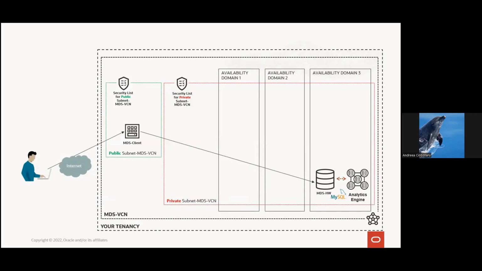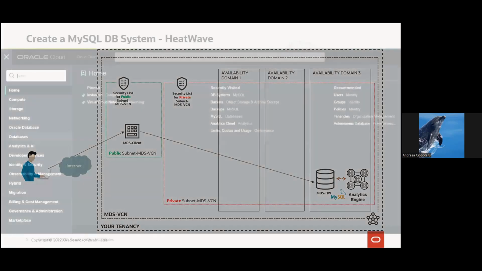So in the public subnet, we typically have a compute instance that we are going to use to access our MySQL DB system, okay? And then you have your MySQL instances in the private subnet for which we are going to enable the query accelerator. All right. So let's see.